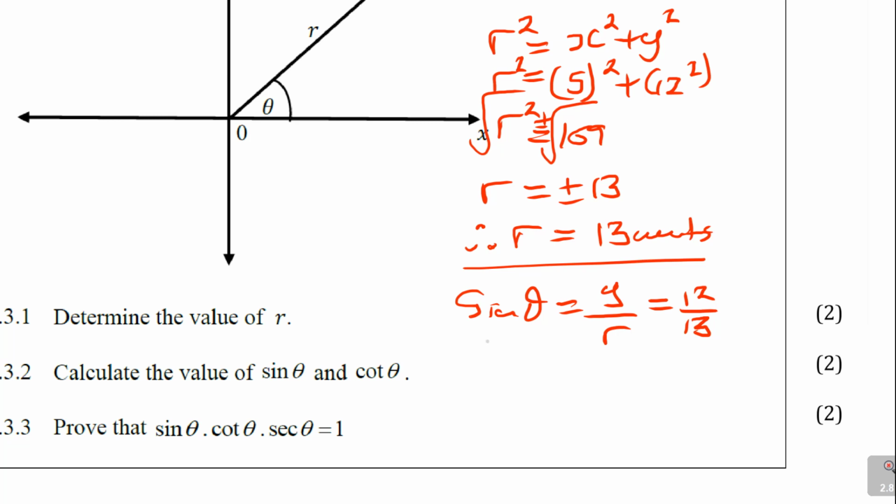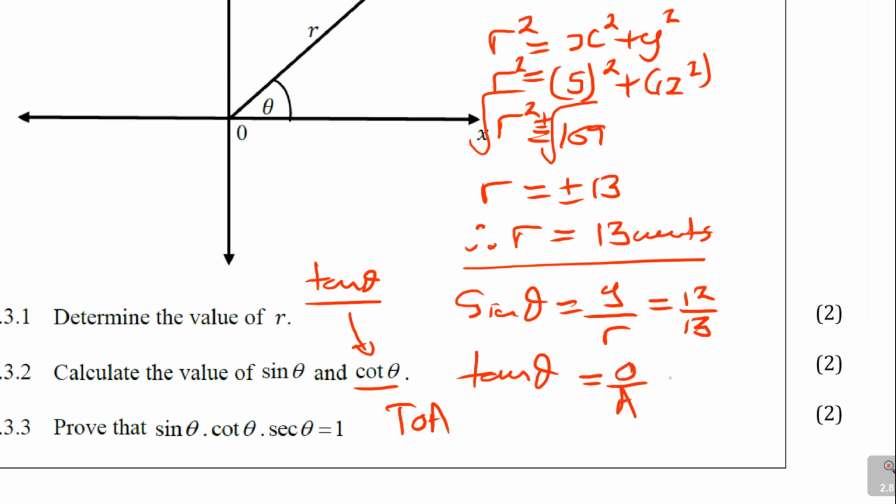Cot. Now remember, cot is linked to tan. Tan theta is equal to, remember, it's SOHCAHTOA. So tan is opposite over adjacent, which is equal to opposite represented by y. Adjacent is represented by x. Once you remember that, then you're good to go.